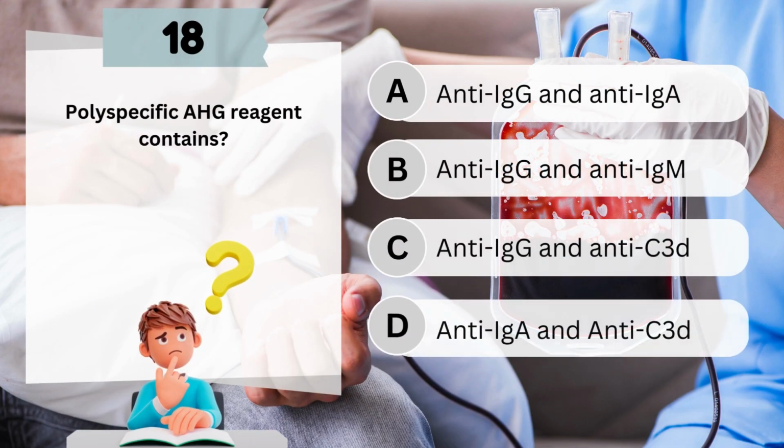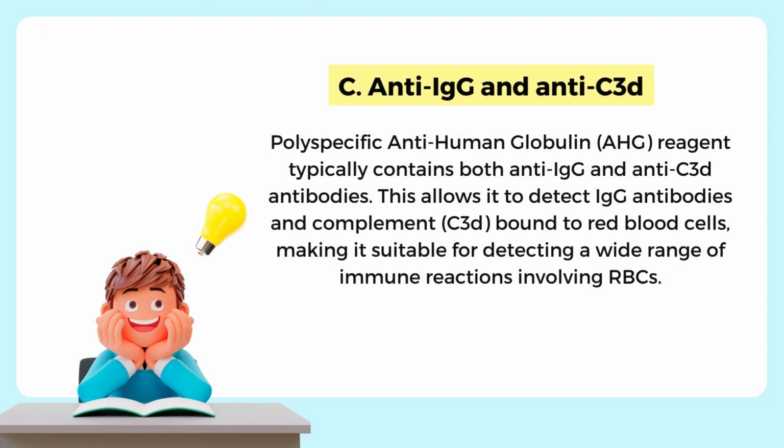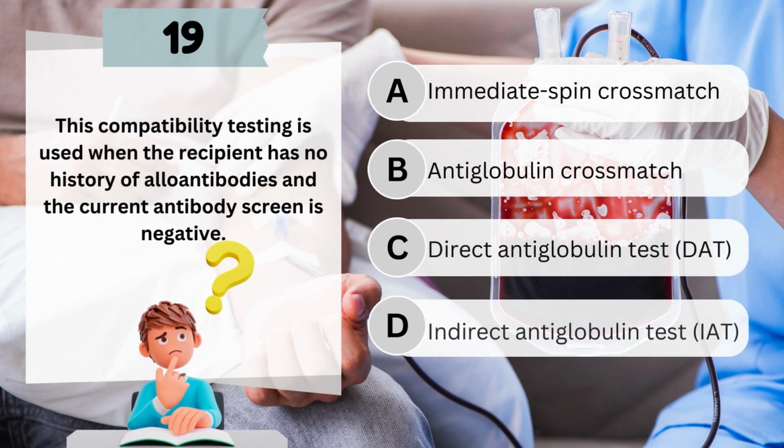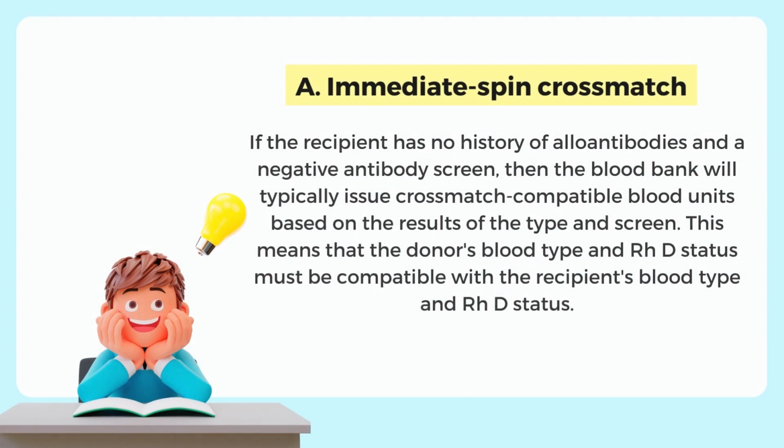Polyspecific anti-human globulin reagent contains? The correct answer is C. Anti-IgG and anti-C3d. This compatibility testing is used when the recipient has no history of alloantibodies and the current antibody screen is negative. The correct answer is A. Immediate spin cross-match.